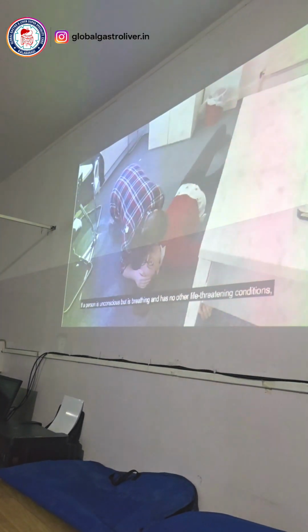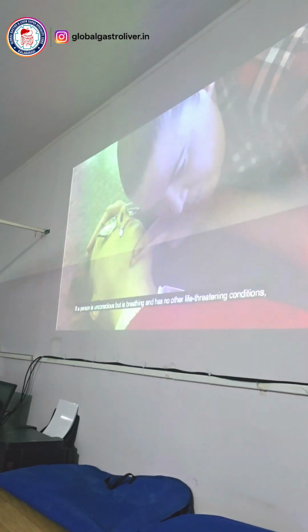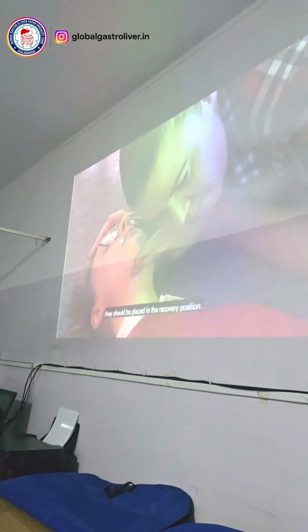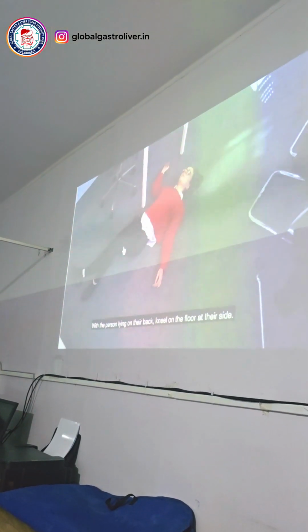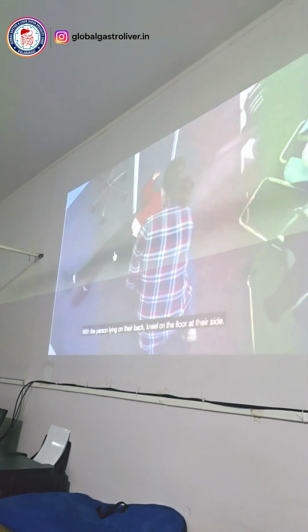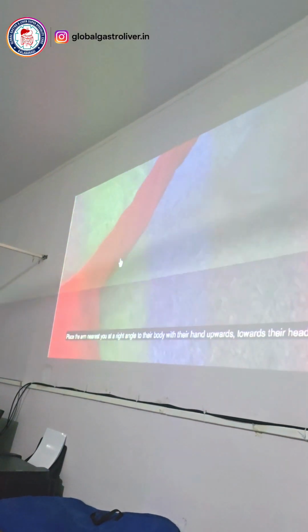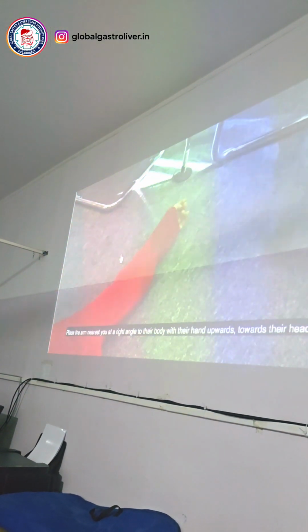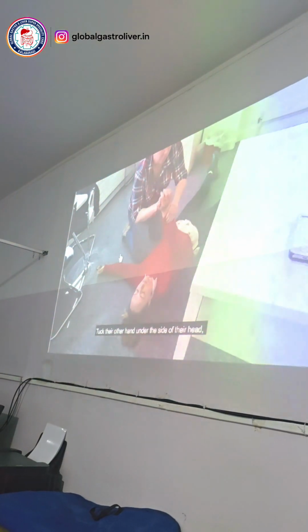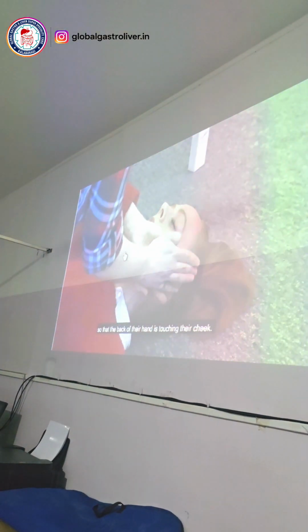If a person is unconscious but is breathing and has no other life-threatening conditions, they should be placed in the recovery position. With the person lying on their back, kneel on the floor at their side. Place the arm nearest you at a right angle to their body, with their hand upwards towards their head. Tuck the other hand under the side of their head, so that the back of their hand is touching their cheek.